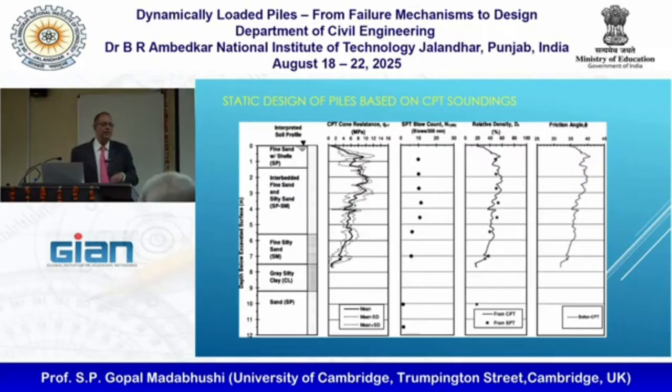So why don't we use that to design a pile which is nothing but an enlarged version of the cone? So there should be a really nice correlation between CPT and pile behaviour. That is the theory behind these methods. And these are getting quite popular.